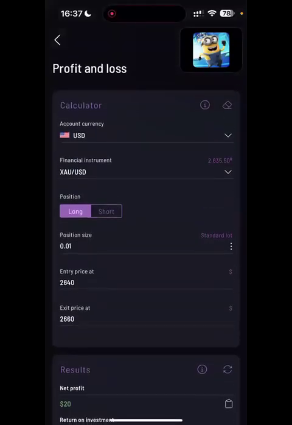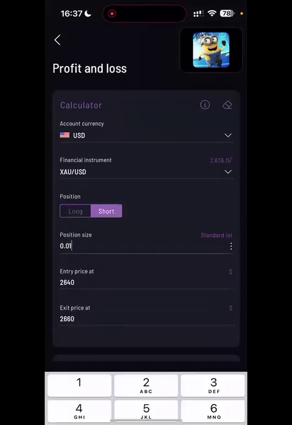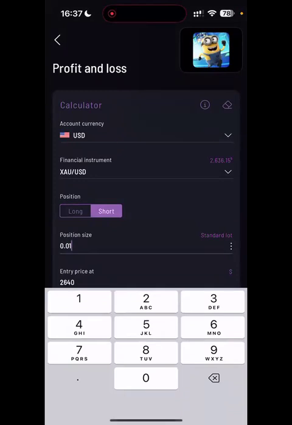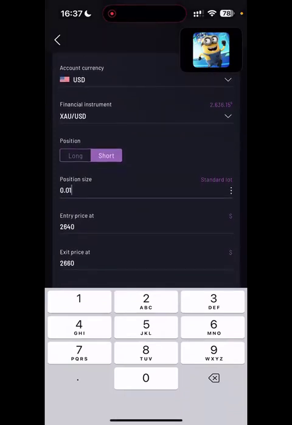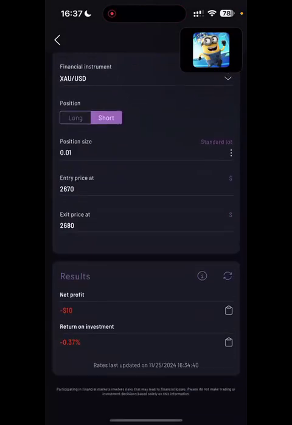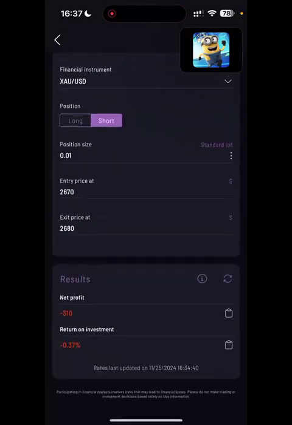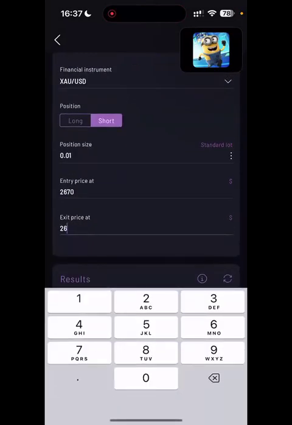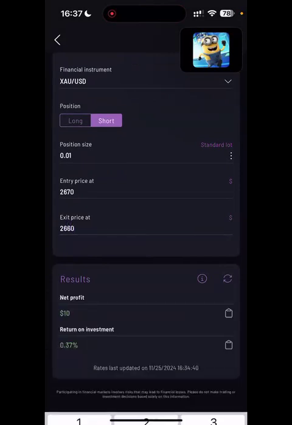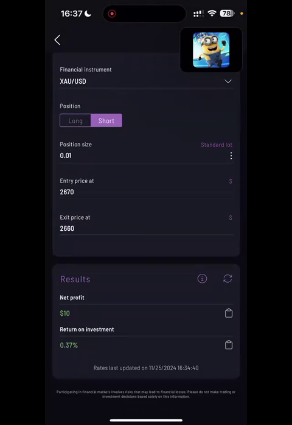And let me give you guys another example of how you can calculate trades. Let's say this time we're trying to sell, so we'll click on short. We'll still put our lot size at 0.01. Let's say the entry price they gave us was 26.70, and the stop loss is 26.80. As you can see, we'll be risking $10 if we take this trade. And let's say the TP they gave us was 26.60. You can see that the profit we'll be making from this is also $10.